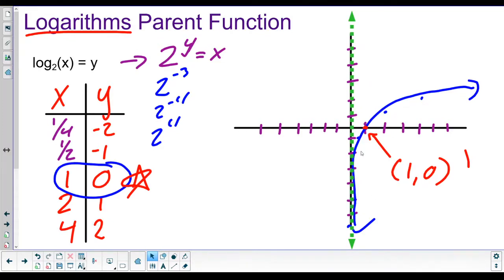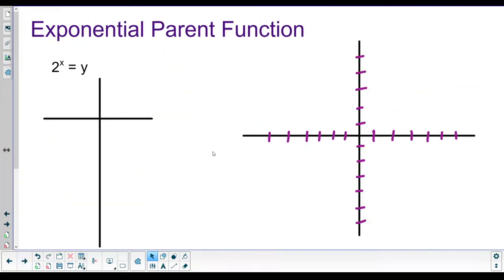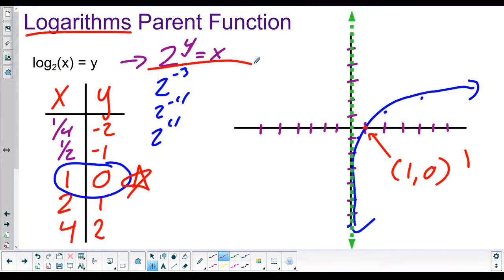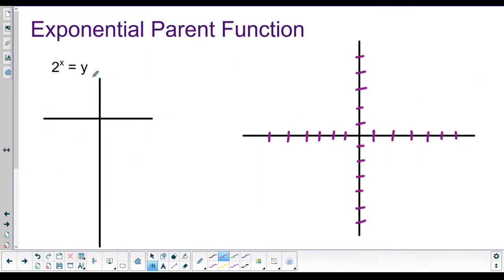Okay, so this is what a log looks like. We want to be on the lookout for this 1, 0 point, and we want to be aware that there's a vertical asymptote that our graph is going to get very close to. All right, let's take a peek at an exponential function, and this is going to be a lot easier because it's the same function as this that we just looked at, but notice the x and y have just swapped positions here. So now x is the thing operating on the base and y is our output, again the way it should be. So this will be a lot more familiar to you.